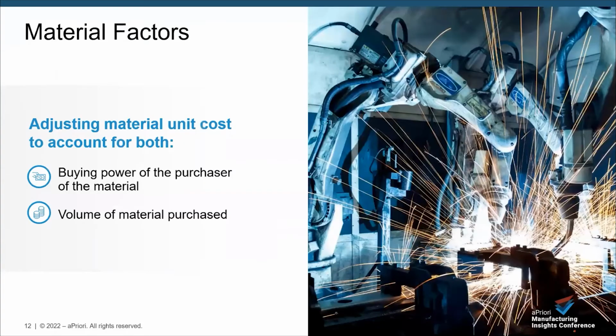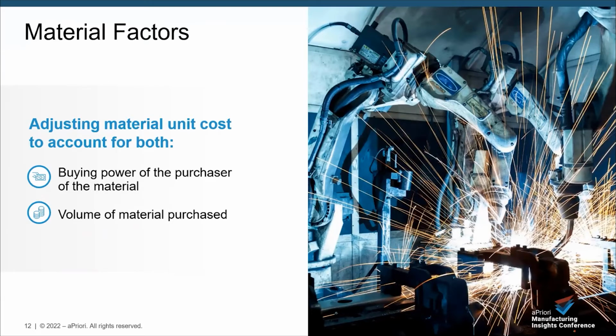For anyone who is unfamiliar with material factors, this functionality was released with our 2021 R1 release. It allows digital factory administrators to leverage aPriori material rates, but adjust them to reflect both the purchase volume and buying power of their organization. So you're able to make these adjustments while maintaining the inheritance association to the baseline aPriori material rates.